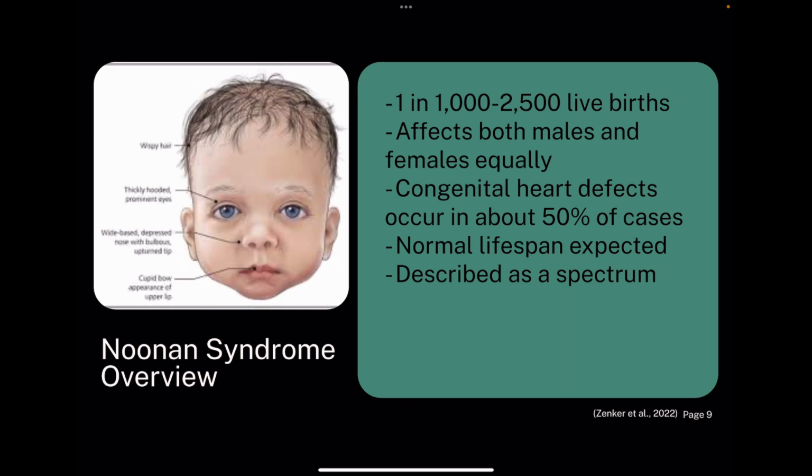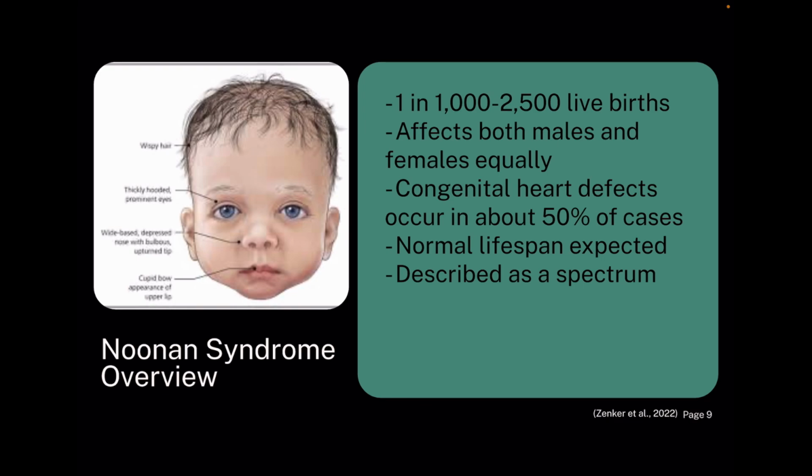Next, we will discuss Noonan syndrome. Noonan syndrome affects 1 in 1,000 to 2,500 live births. It's a disorder caused by mutations in one or more genes that disrupt the RAS-MAPK cell signaling pathway, and that pathway specifically deals with growth, differentiation, and survival. This disorder affects both males and females equally.